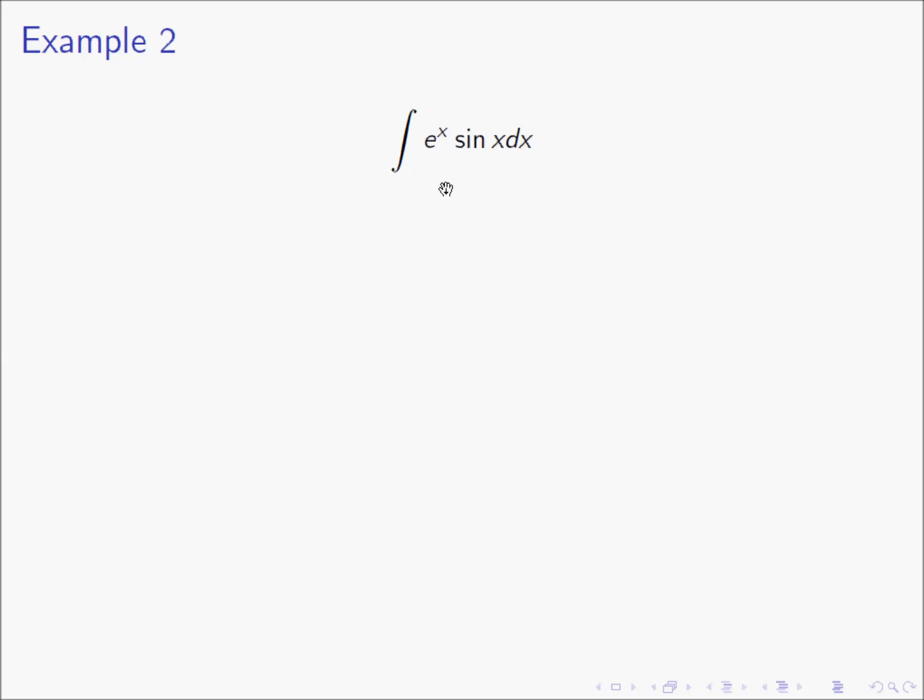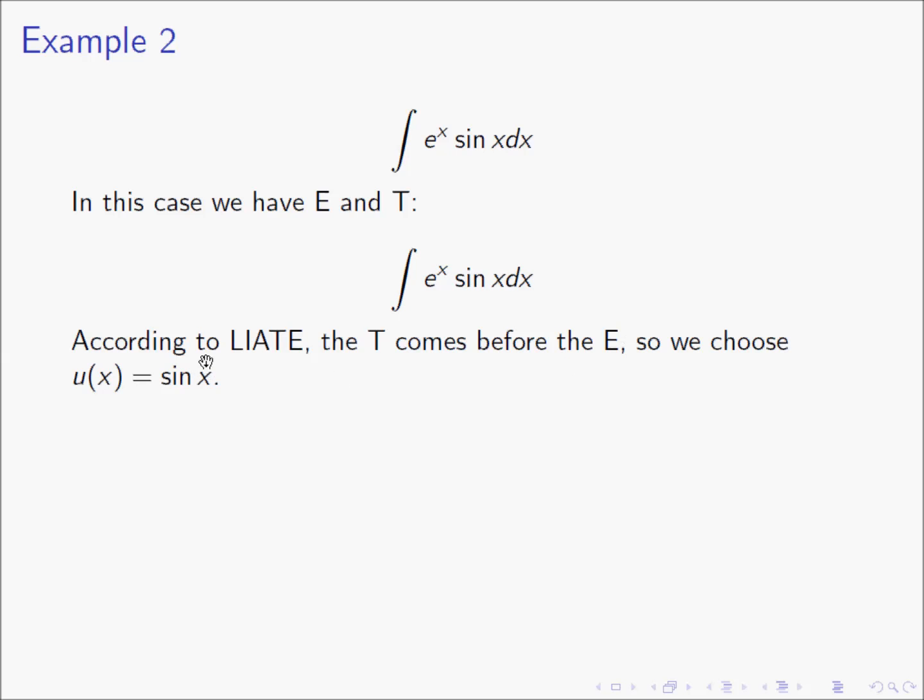Let's see another example. Here we have the integral of e to the x times sine of x dx. In this case we have an exponential function, we have an e, and we also have a trigonometric function sine of x. In the word LIATE, the T comes before the E, so we choose u of x as the trig function, that is u of x equals sine of x. Let's solve this integral to show that this really works.